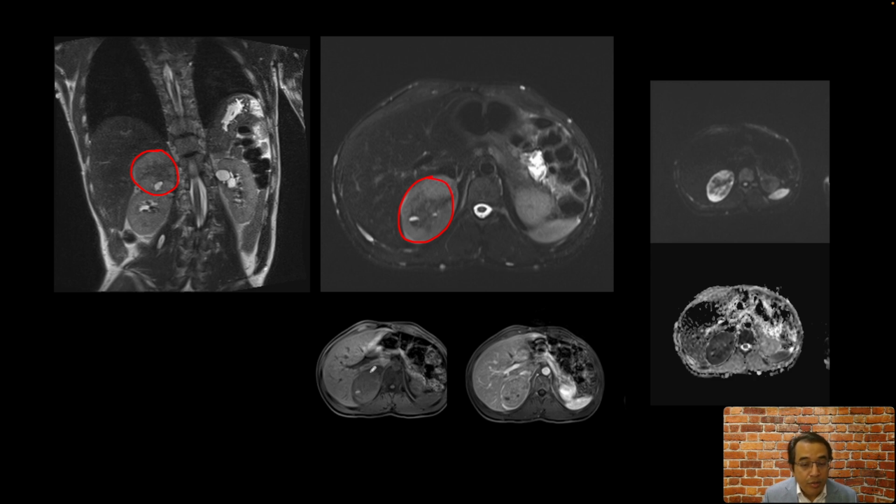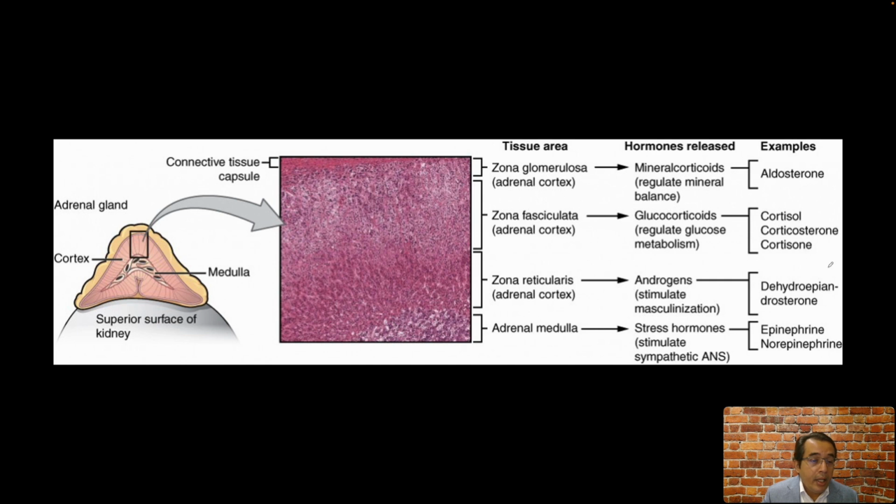We find that this mass has some internal T1 hyperintensity suggesting some hemorrhage, and it shows uniform contrast enhancement. It also shows restricted diffusion. Here we see high signal on DWI images, low signal on ADC. So it's a malignant mass arising from the right adrenal. And there are two possibilities here, an adrenocortical carcinoma or a pheochromocytoma. Based on patient symptoms and labs, the diagnosis of pheochromocytoma was made and this mass was resected. With adrenals, we want to know that it has two parts, cortex and the medulla.